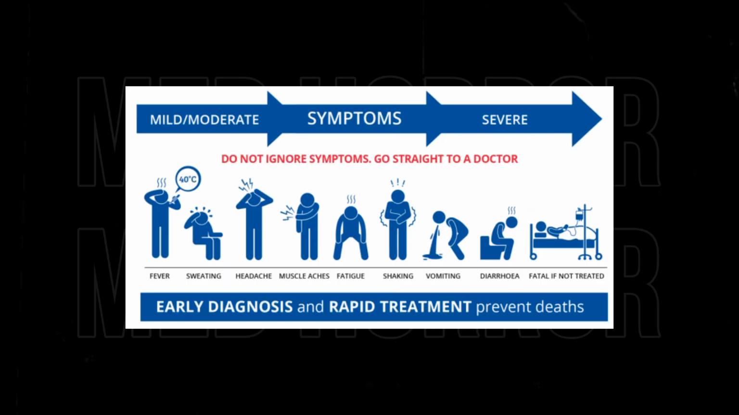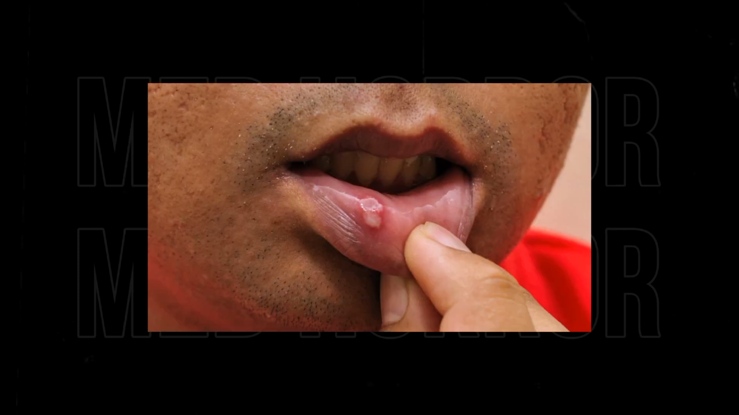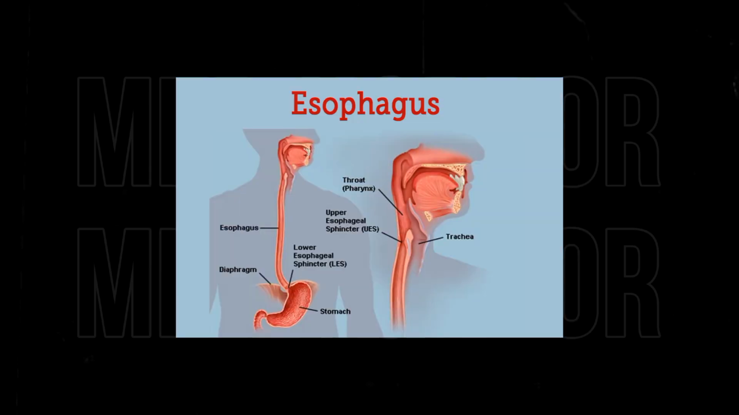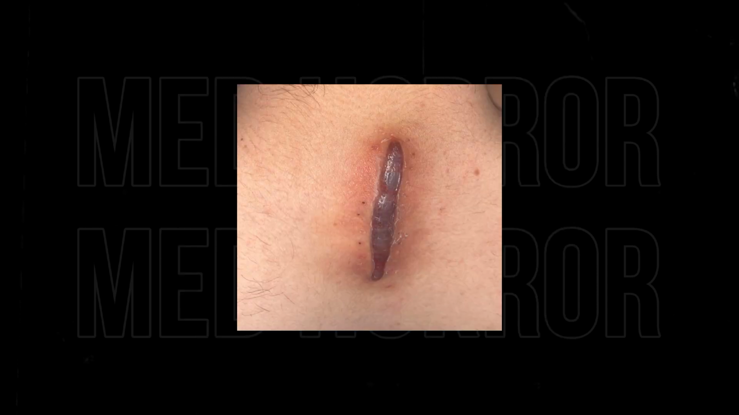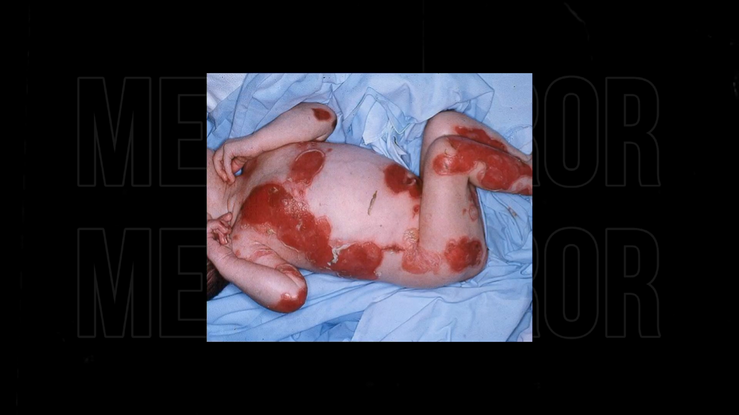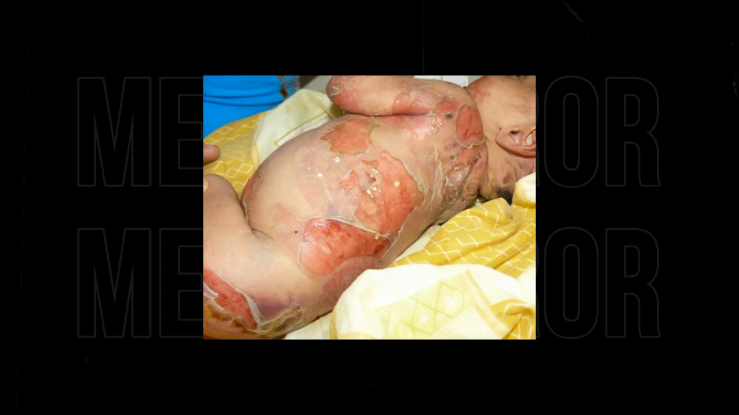EB symptoms can range from very mild to very severe. In some cases, blisters form inside the body in places such as the mouth, esophagus, other internal organs, or eyes. When the blisters heal, they can cause painful scarring. In severe cases, blisters and scars can harm internal organs and tissues enough to be fatal.